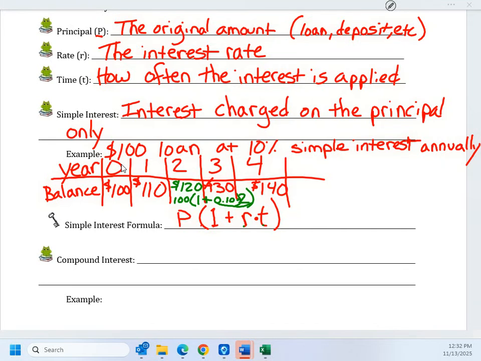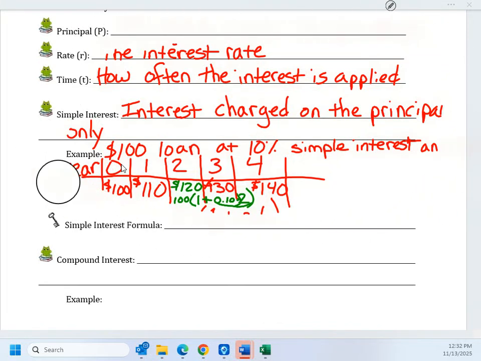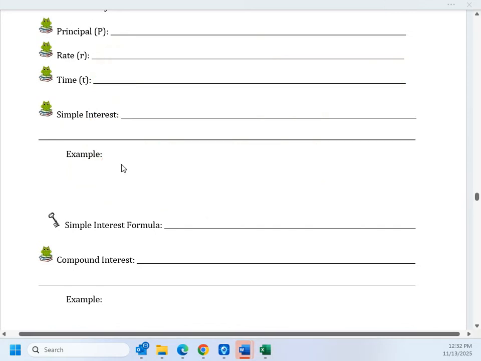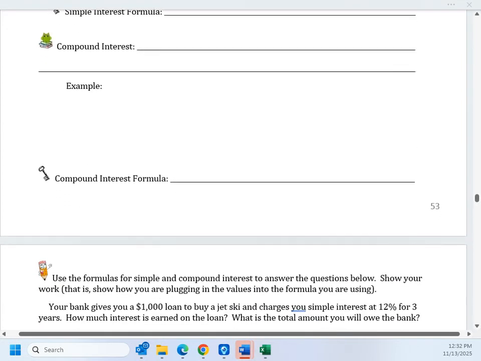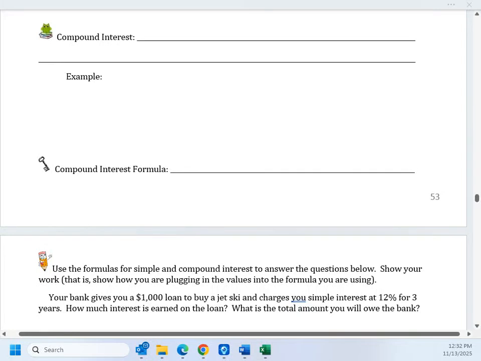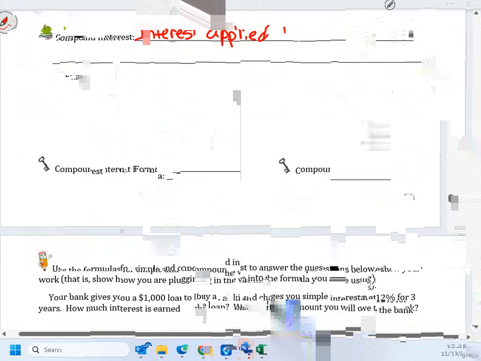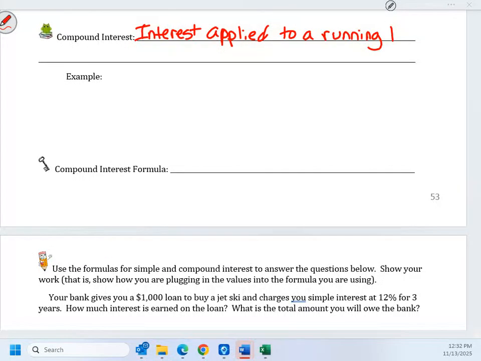All right, that is simple interest. Now let's look at what compound interest is, using the same principal, rate, time letters that we're using. They mean the same thing, we're just going to have a different formula. So compound interest is interest applied to a running total on the loan.